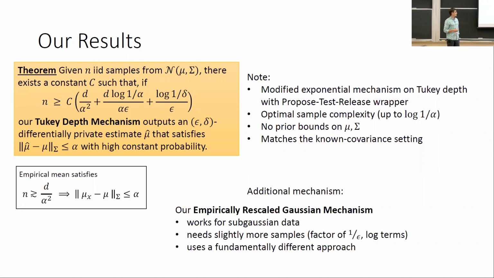We give an additional mechanism in the paper that we call the empirically rescaled Gaussian mechanism that works for general sub-Gaussian data, needs slightly more samples by a factor of 1 over epsilon, and uses a fundamentally different approach. And so this is what I'll talk about today for the rest of this talk.